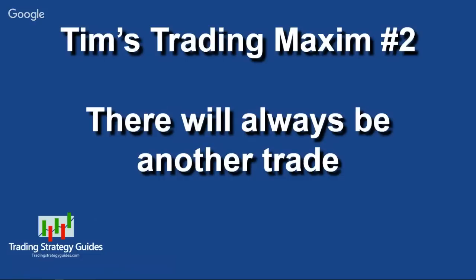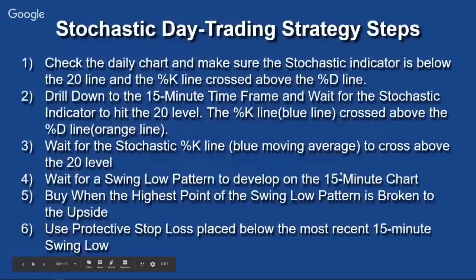There will always be another trade. These are the steps for the strategy today. First, check your daily chart. Make sure that the stochastic indicator has dropped below the 20 and the percent K line has crossed above the percent D line. These are rules for a buy trade. Drill down to the 15-minute time frame and wait for the stochastic indicator to do exactly the same thing as you look for on the daily chart.